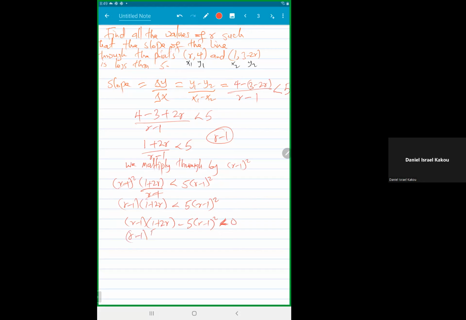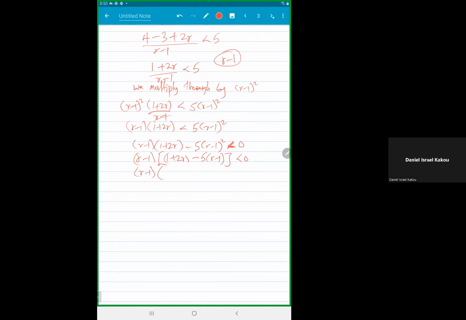So I find r minus 1 as a common factor. I just factorize it, and I'm left with 1 plus 2r in the first term minus 5r minus 1 in the second term. Is still less than 0 anyway. So all I have to do now is to take my time and solve what is in the big bracket, right? So I have 1 plus 2r minus 5r plus 5. You take your time because there are lots of negatives playing around it. So you take your time and expand them well.